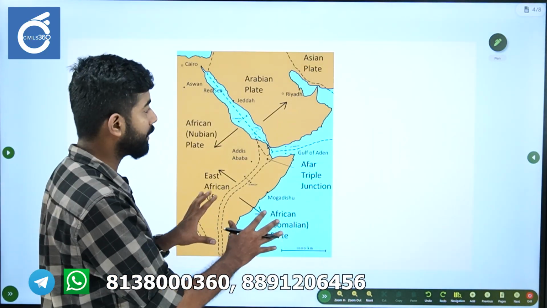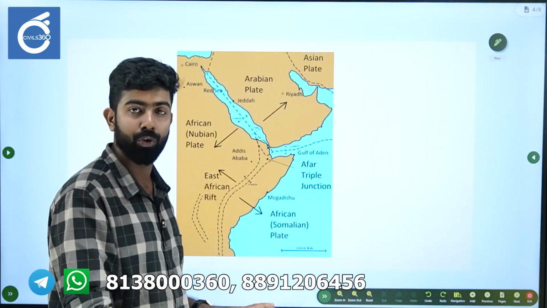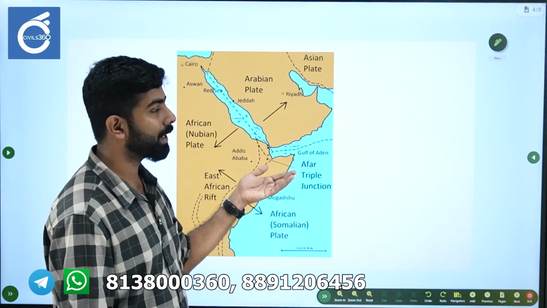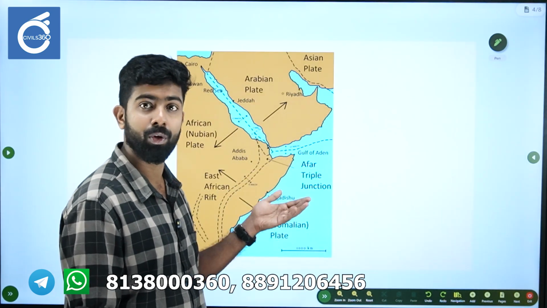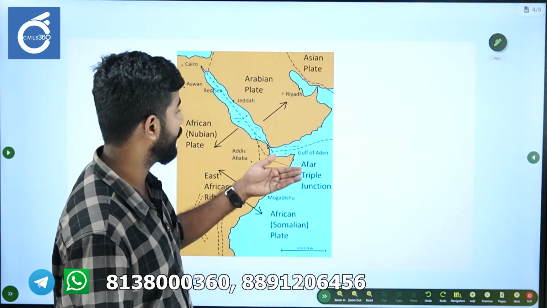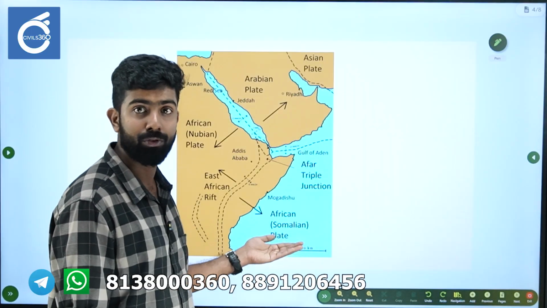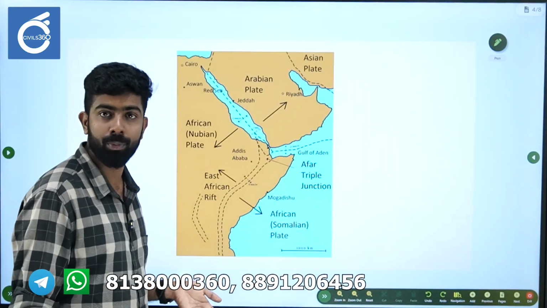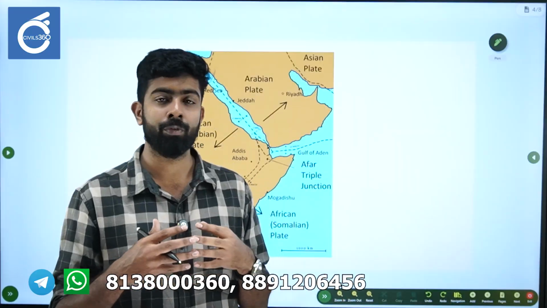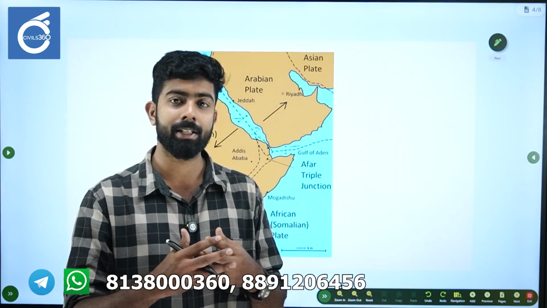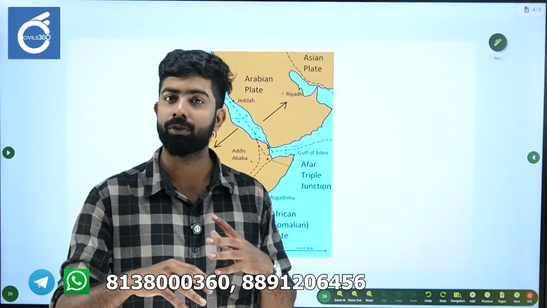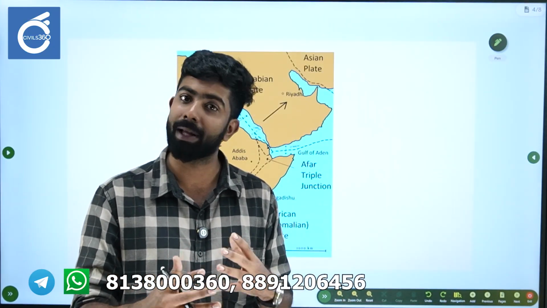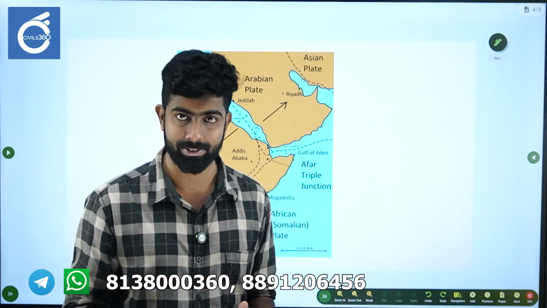This is the important part that you need to know, because if you look at the plates, here you can see a lot of minor plates. You can see the Arabian plate, the African Somalian plate, and the African Nubian plate. We know that most of the volcanoes and earthquakes happen at the plate boundaries due to the plate interactions, right?